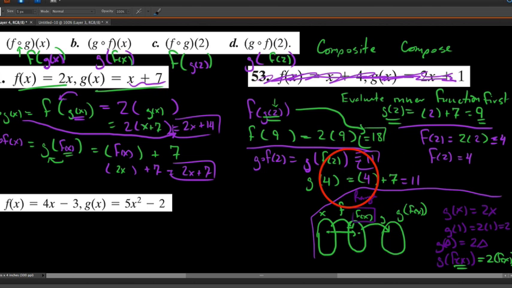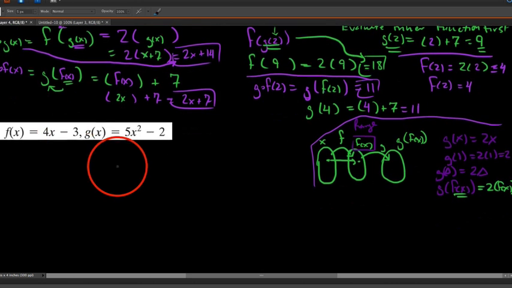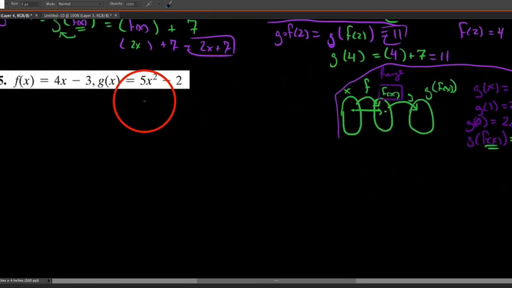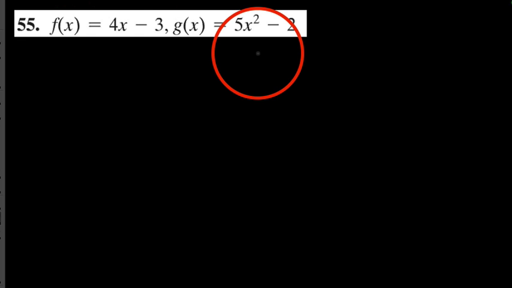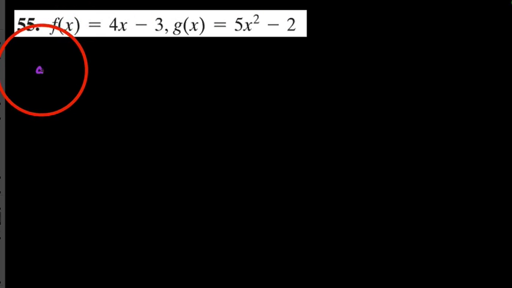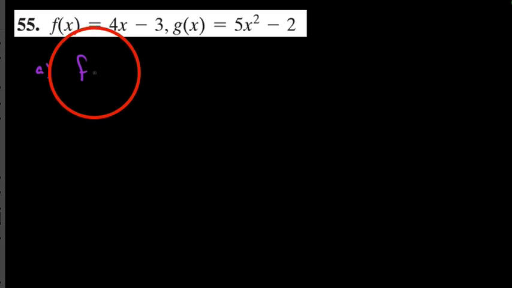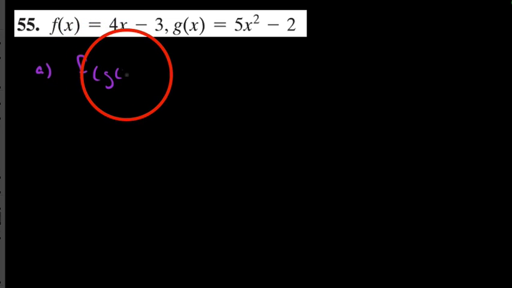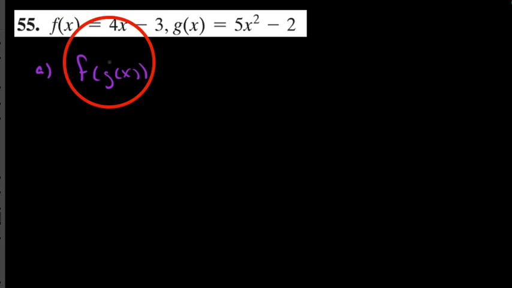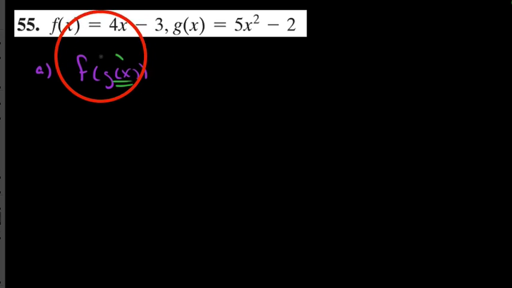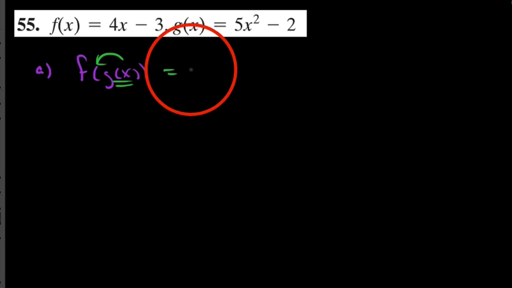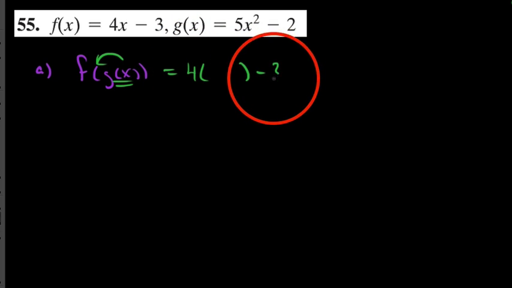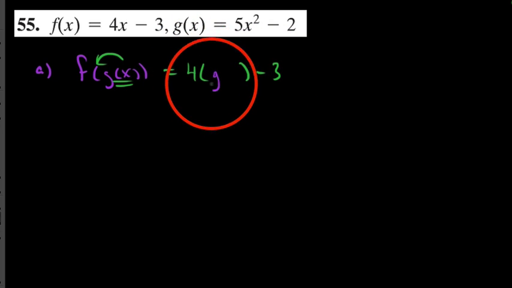Okay. So let's take a look at number 55 down here, because this is a good example, having a square in one of our functions in the algebra that's involved. So again, let's start with letter A, I suppose. We want to find f of g of x. So we're plugging g of x here into f of x. If our rule for f of x is 4 times whatever I plug into it and take 3 off of that, then what we're plugging in here is g of x.